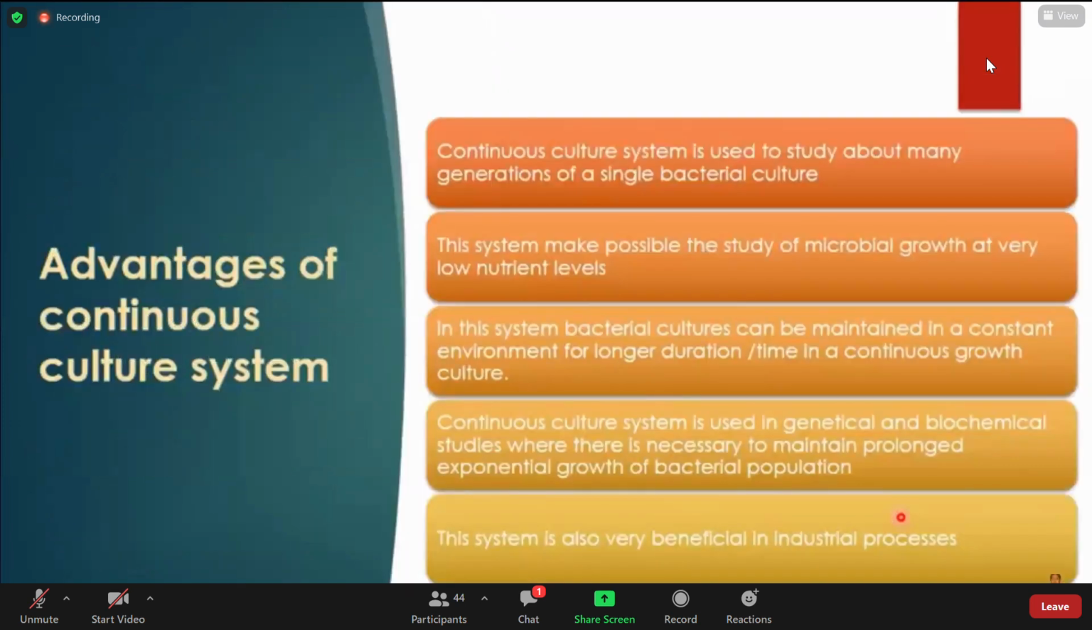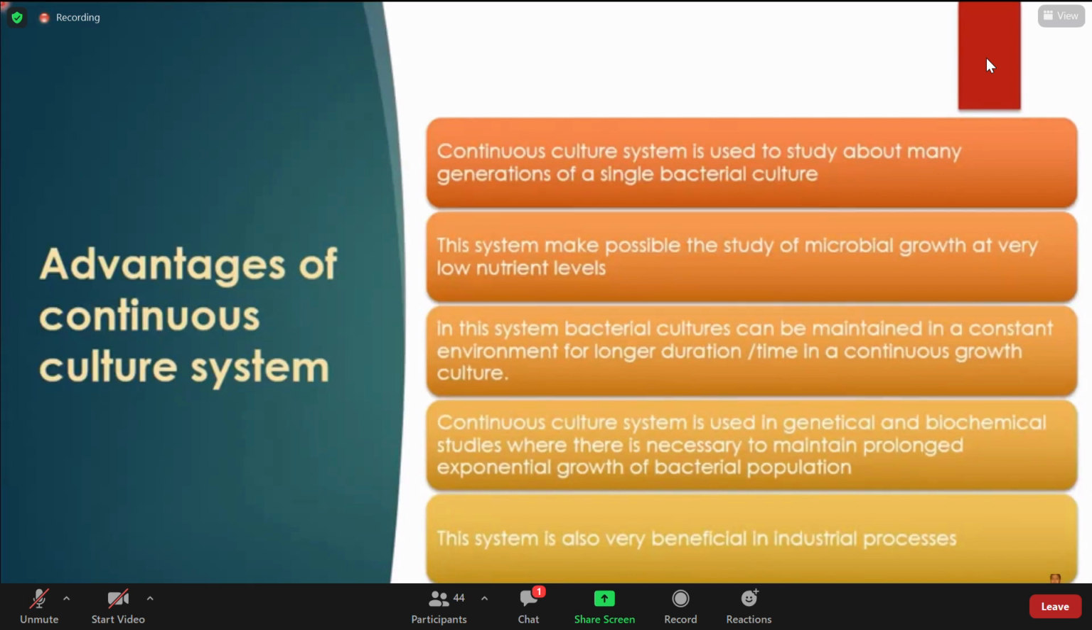Then moving to the advantages of this continuous culture system: it is very useful to study many generations of a single bacterial culture. In a batch culture system we can't do that, we can see only one generation. But in the continuous culture system, we can study many generations of a single bacterial type. This system also makes it possible to study microbial growth at very low nutrient levels.